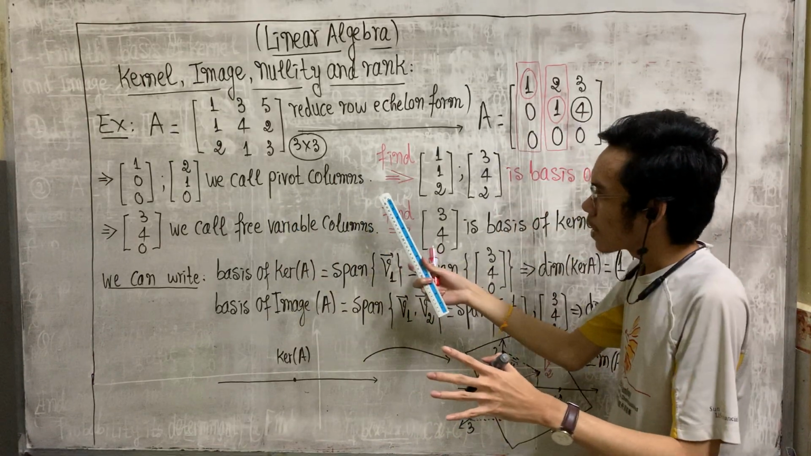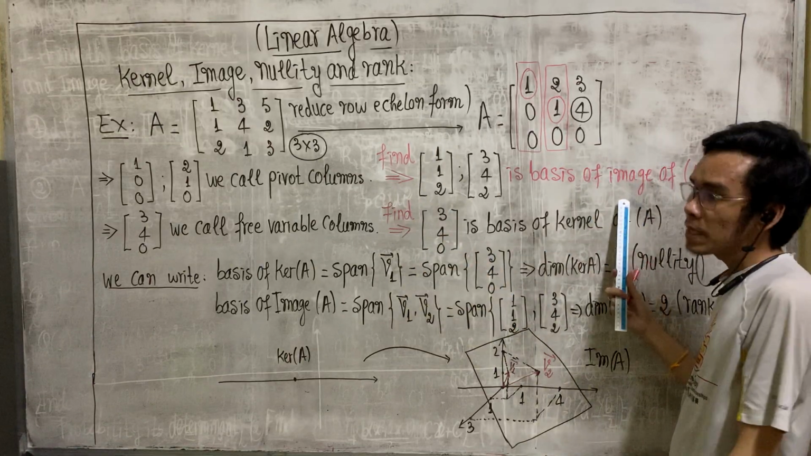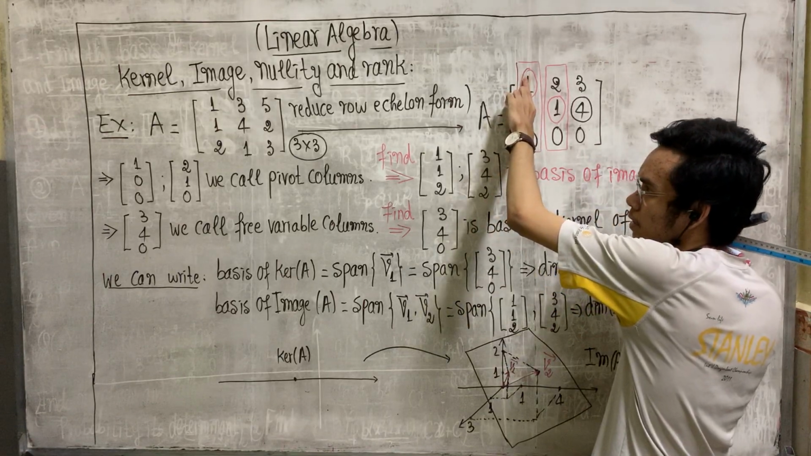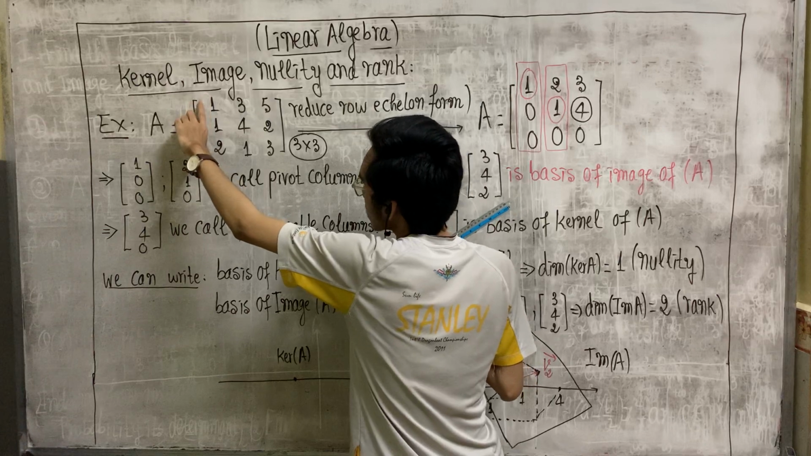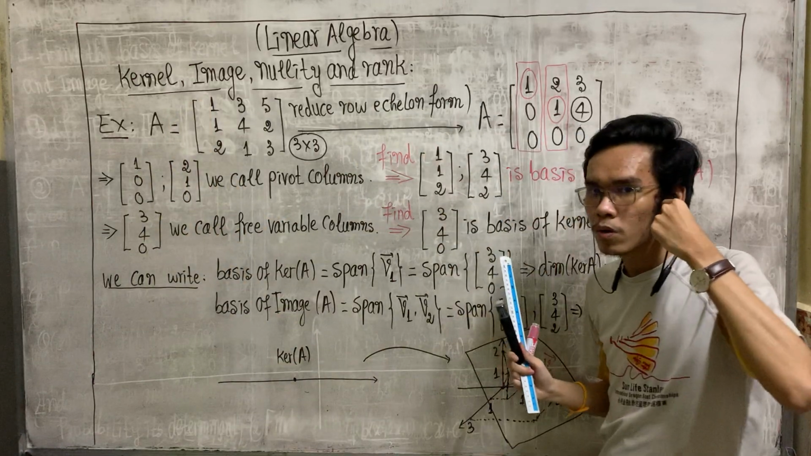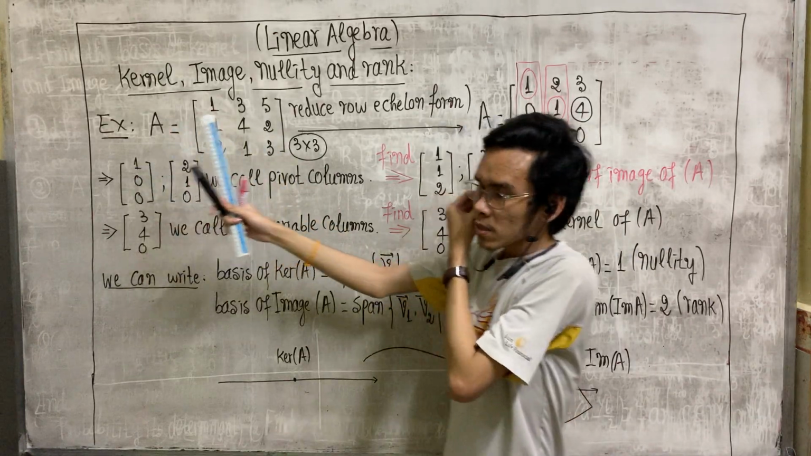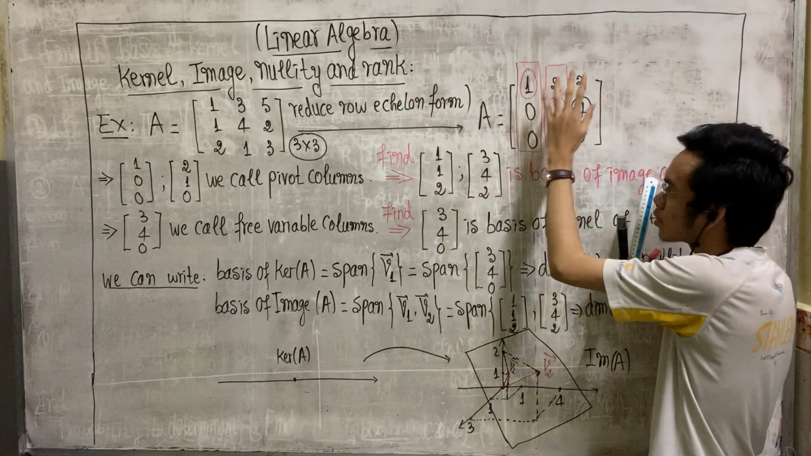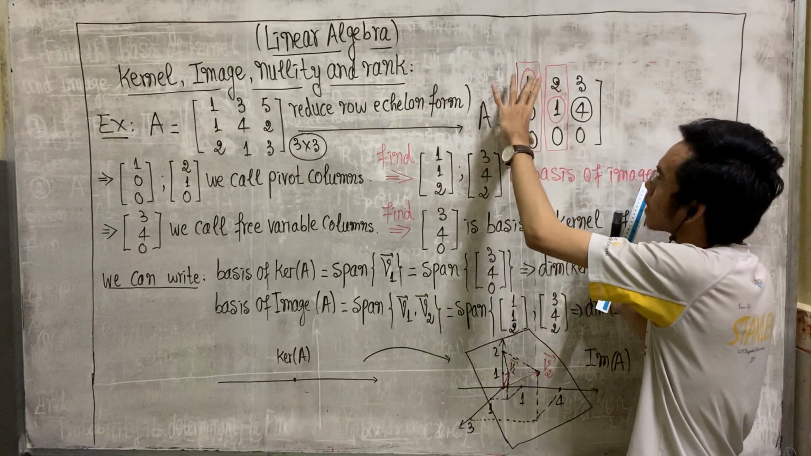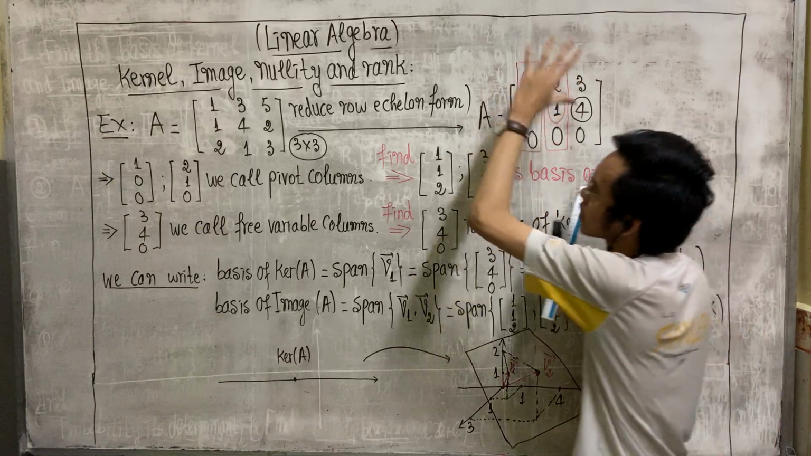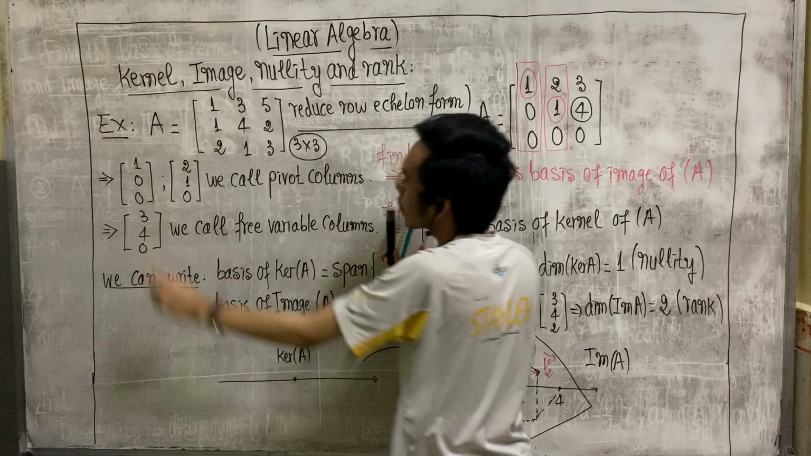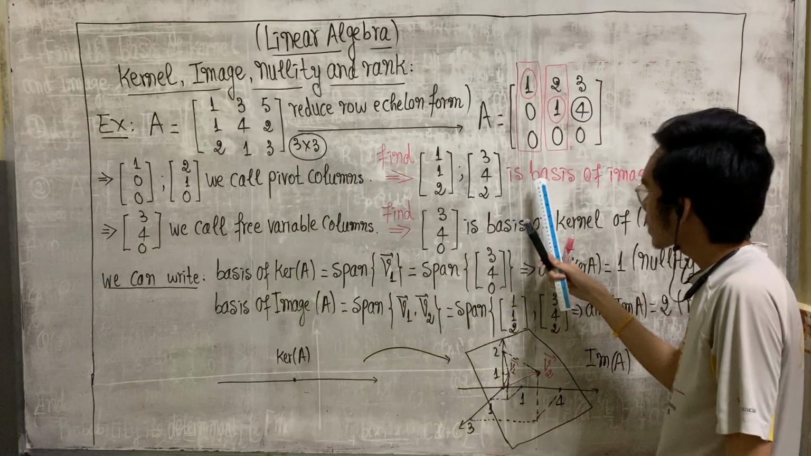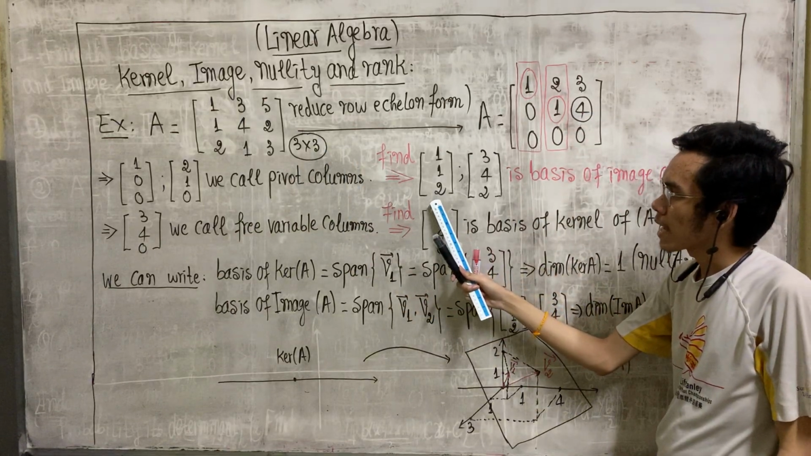From the pivot columns, we can find the basis of the image. The basis of the image means taking the same columns in the original matrix A. The first column in the row reduced echelon form corresponds to the first column in the original matrix A, which we call the vector v1.